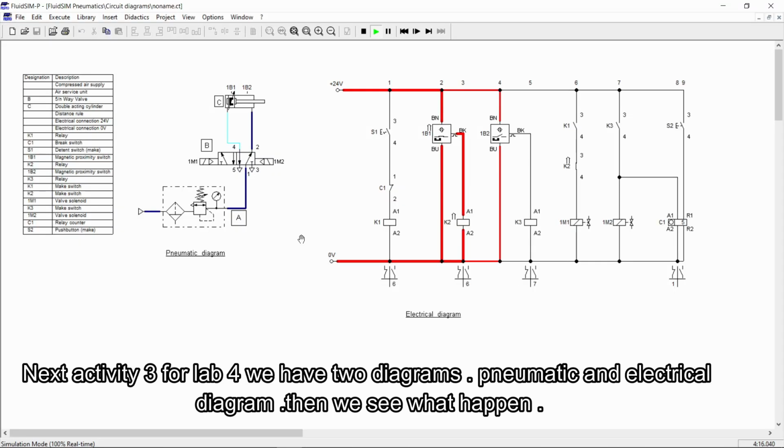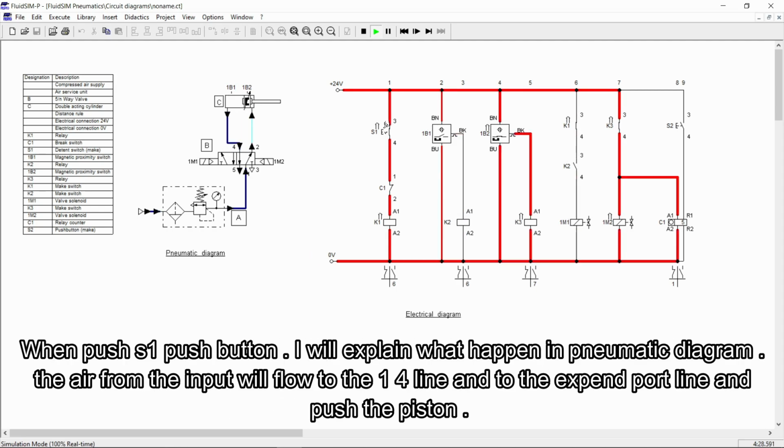Next, activity number 3 for lab 4. I have two diagrams, a pneumatic diagram and an electric diagram. Okay, we'll see what happened. I push this S1 push button. Okay, I will explain what happened in this pneumatic diagram.